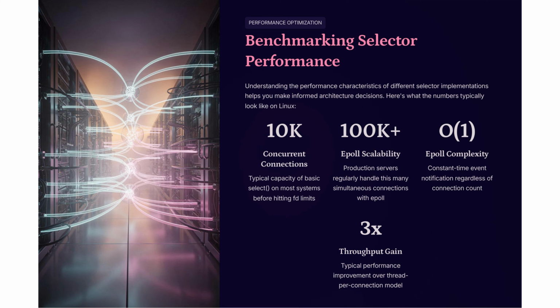Benchmarking selector performance is crucial for optimizing server architecture. On Linux, basic select handles up to 10,000 concurrent connections before reaching file descriptor limits. epoll, however, scales beyond 100,000 connections with constant time event notification, offering a 3 times throughput gain over thread-per-connection models. This understanding aids in making informed decisions for efficient server design.